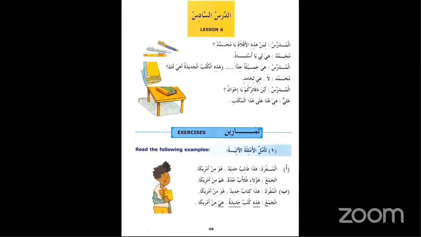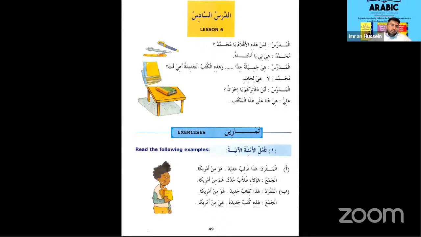Yes, I just have a question. See here, Hada Kitabun Jadidun. So this is a new book. How would I write "this new book"? I keep forgetting. I keep getting mixed up. Is it Hada al Kitabul Jadidu? This new book. Okay. So when we want to say "this new book", it will be Hada al Kitabu al Jadidu.